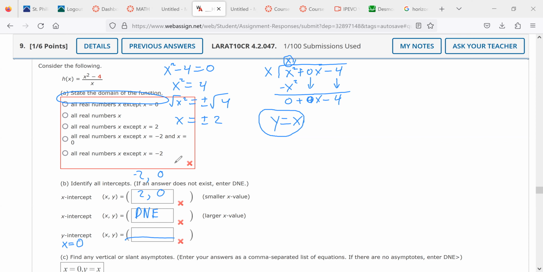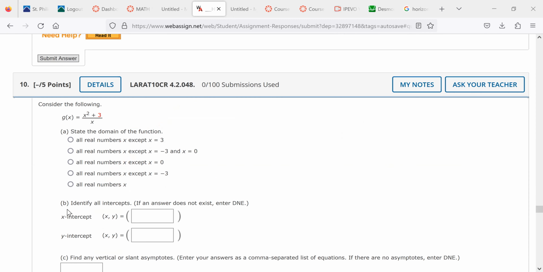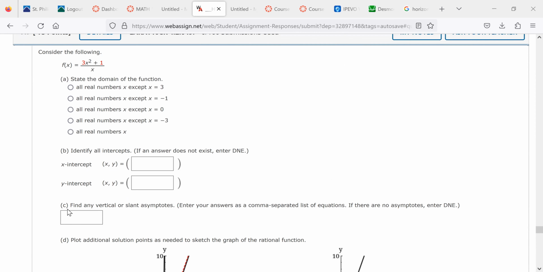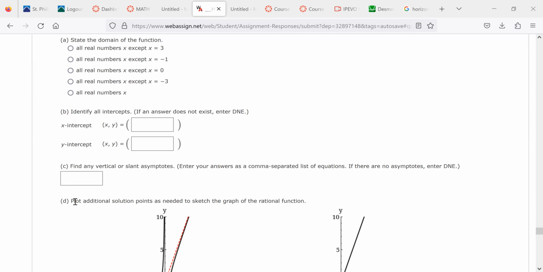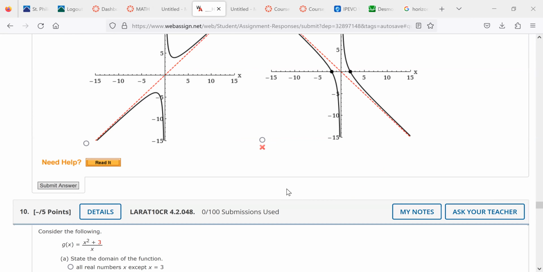Okay. Yeah, that's pretty much it. You can use the graphing to guide you. Just make sure you can find the intercepts on paper, find the oblique, and find the vertical and horizontal asymptotes. Slanted, vertical, horizontal.